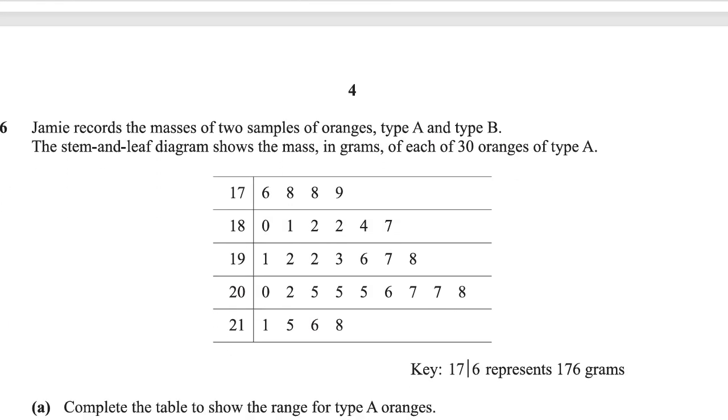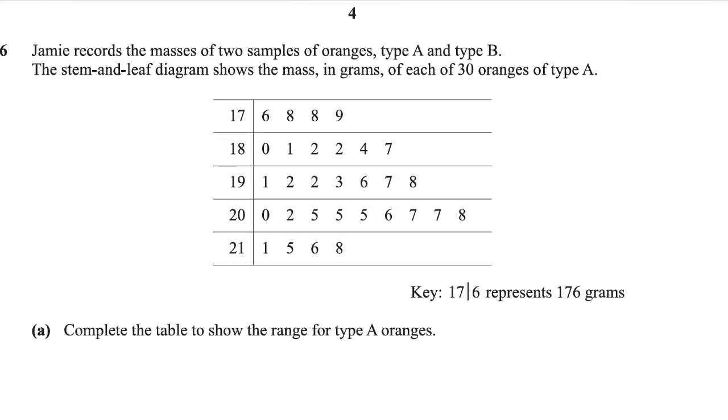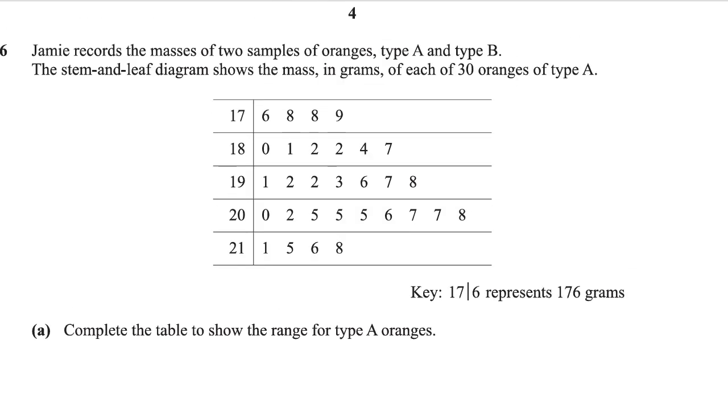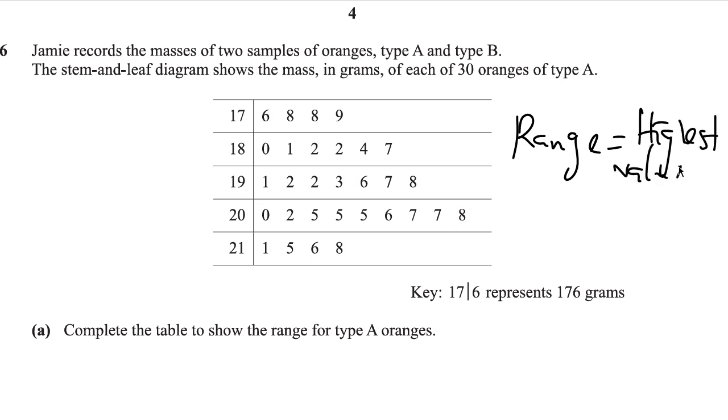Okay. Question 6 says, Jamie records the masses of two samples of oranges, type A and type B. The stem and leaf diagram shows the masses in grams of each of the 30 oranges of type A. Part A says complete the table to show the range for type A oranges. If you've watched my previous videos, we said that range is simply the difference between the highest and the lowest values in the data set. So the highest value minus the lowest value.